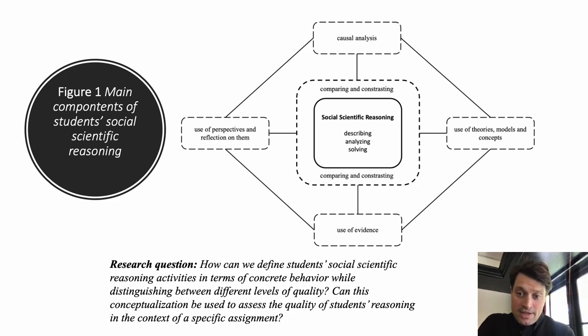So in sum, reasoning in social science education involves students engaging in activities such as causal analysis, using evidence, applying concepts and theories, considering perspectives, and making comparisons. These activities help students describe, explain, and propose solutions to social problems. However, challenges exist in each activity, and further research is needed to understand the level of students' social scientific reasoning.